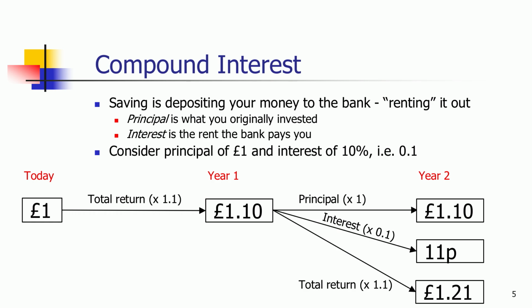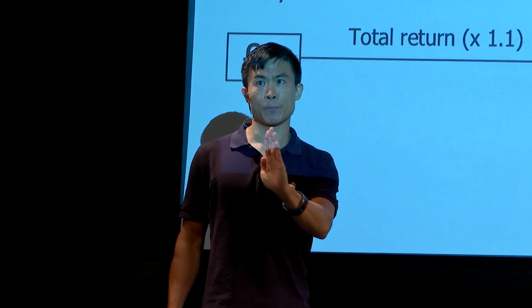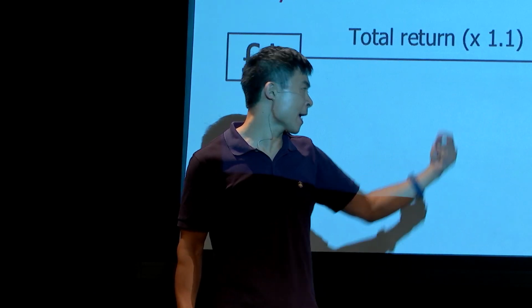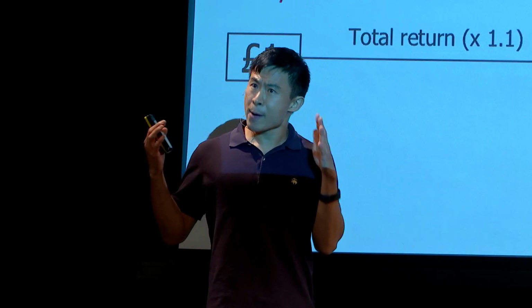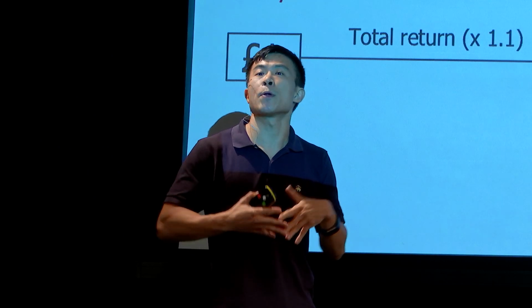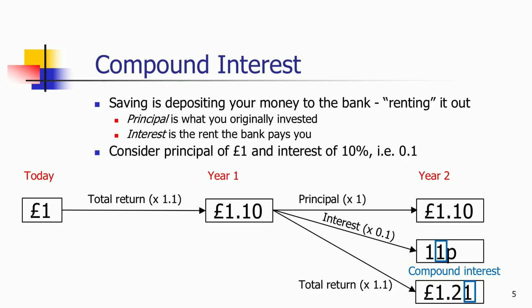So importantly, while you only made 10 pence in the first year, you made 11 pence in the second year. And this is one of the most powerful things in finance. It's known as compound interest. The idea is that you get interest on interest. When you calculate the interest that you get in the second year, that is based on the end of year 1 amount, which already contains some 10 pence of interest that you earned on the first year.